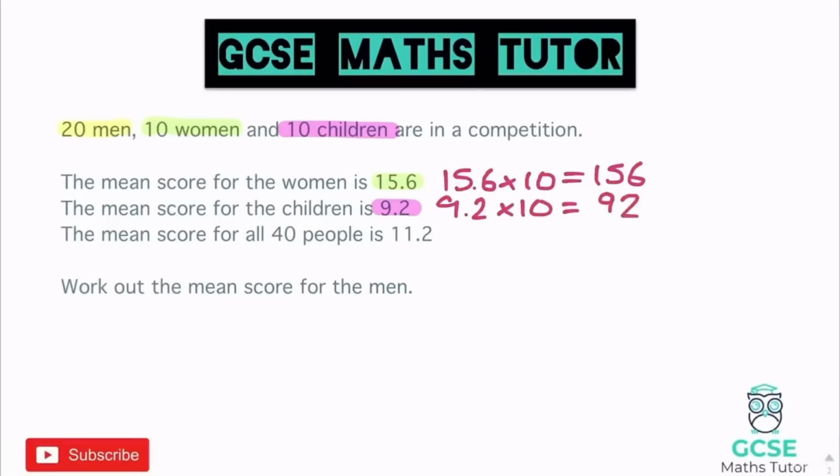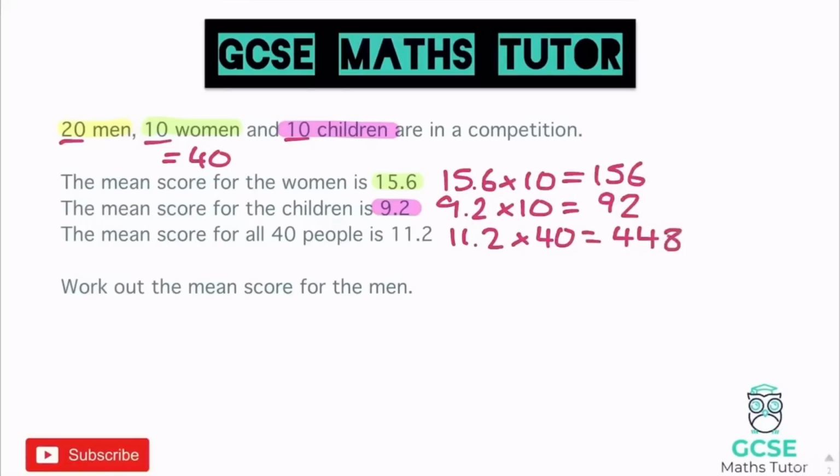Now the next one is normally the one you need to be careful on, because this now tells us the mean for all of them. For the total for all of them, we've got 20 men, 10 women and 10 children, so we've got 40 people in total. It does actually say that in that last line, the mean score for all 40 people, but if it doesn't, just remember that's where you get it from. So all the 40 people's mean is 11.2, so let's times those together. We've got 11.2 multiplied by the 40 people. I'm just going to do this on the calculator to speed things up, and that gives us 448.